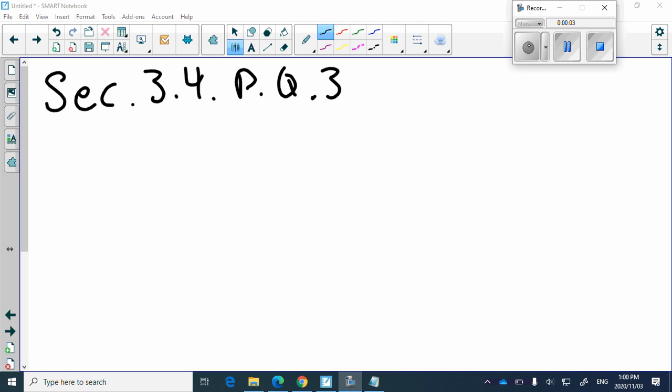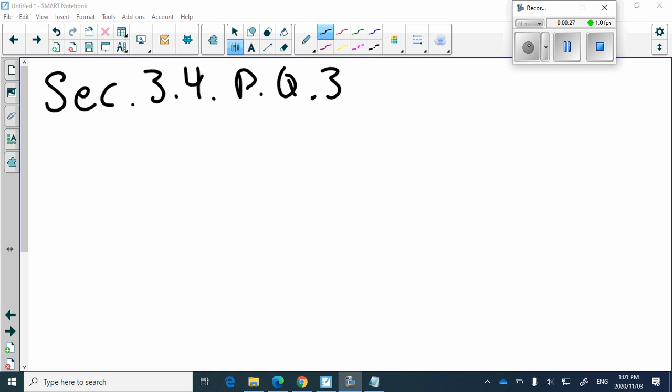Okay, kids, we're back here, section 3.4, practice question 3. It says, determine the appropriate coefficient of friction in each case. So 3A, it says it takes 59 newtons of horizontal force to get a 22 kilogram leather suitcase just starting to move across the floor.